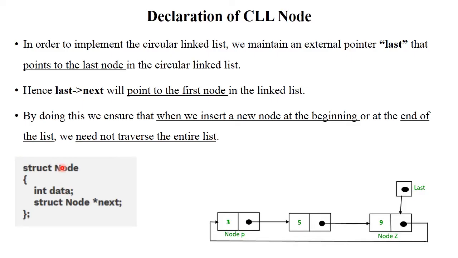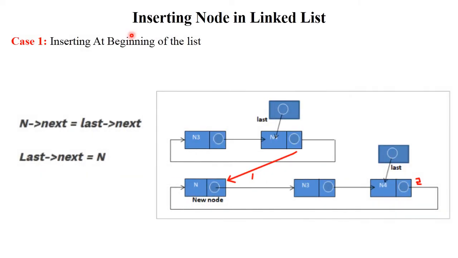The struct node. Structure is used for a collection of different types of data, which indicates integer data. Data means this value like 3, 5, 9, etc. and pointer next, it means address of the next node. Clear? Next. Now, the next operation of circular linked list is inserting a node in the linked list.